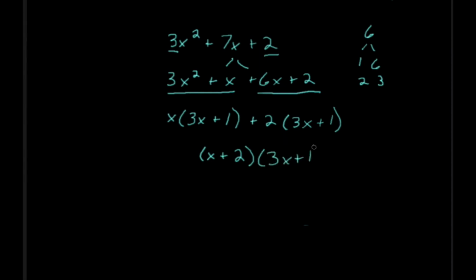And of course, if you're unsure whether or not you did this correctly, you can always multiply this out to see if you get the original expression. x times 3x is 3x squared, x times 1 is 1x, plus 2 times 3 is 6x, that'll give you your 7x, and then 2 times 1 is 2.